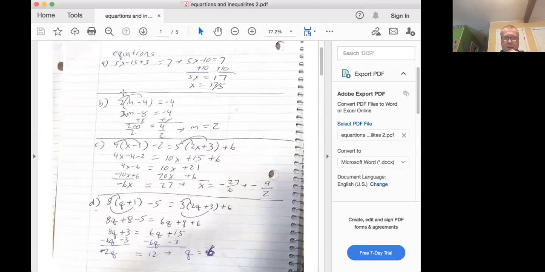This one, b, we distribute the 2. Gives us 2m minus 8 equals -4. We add 8 to both sides, giving us 2m equals 4. Divide both sides by 2, and we get m equals 2.